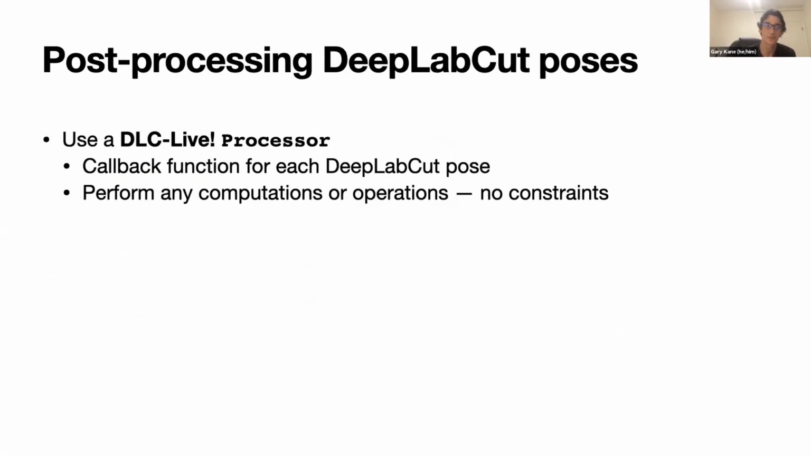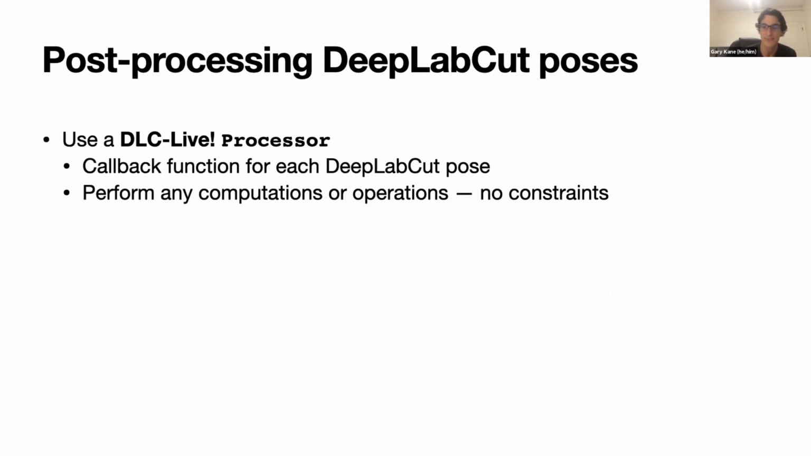All right. Once we have the animal's posture in real time, we need to identify the behaviors of interest and control an animal's environment or stimulate or inhibit neural activity. Using this DLC-Live package, this is easily achieved using a DLC-Live processor. This serves as just a callback function.